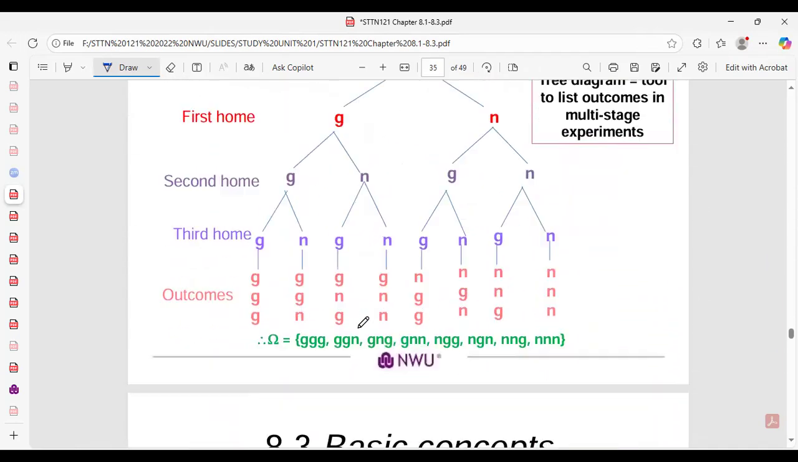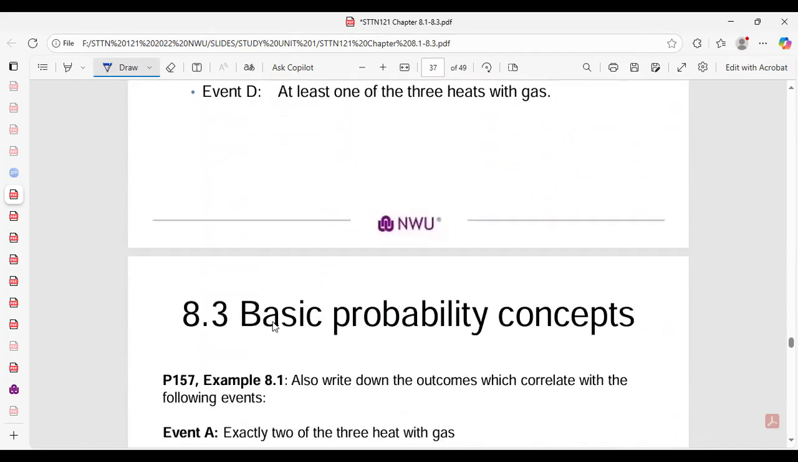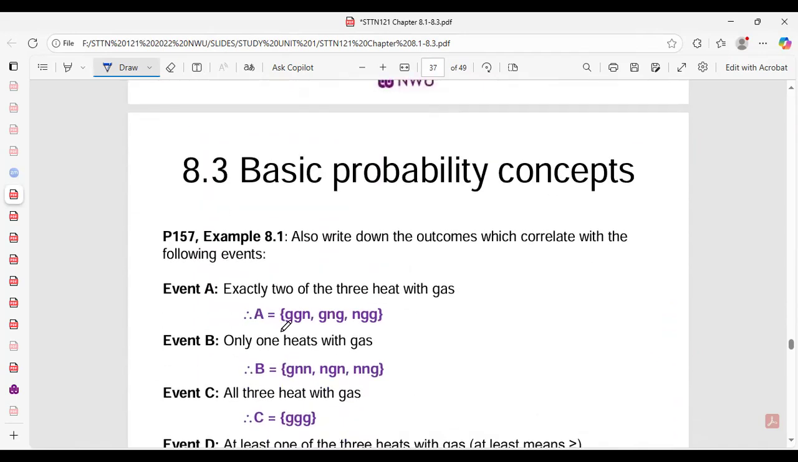Now, you will be given the probability where they will say, okay, find the probability of event A: exactly 2 of the 3 hit with gas. Now when you check, exactly 2, this is the one, GG, 2 Gs, GG here and GG here, which is 3. So it's going to be 3 divided by 8 to get the probability of this.